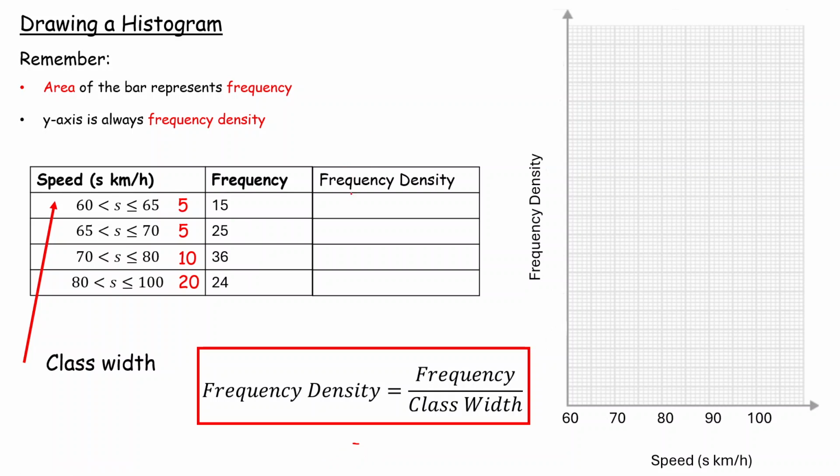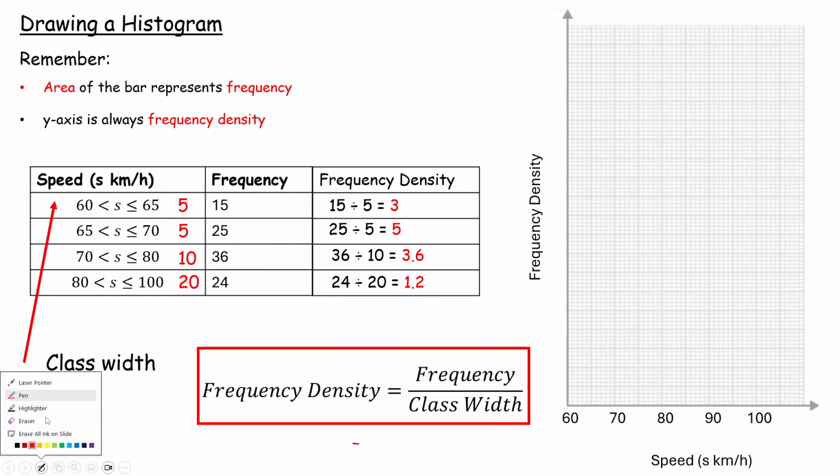So frequency density of the first one is going to be the frequency, which is 15, divided by the class width, which is 5, which is equal to 3. And then we've got 25 frequency divided by your class width, which is 5, which is going to be 5. And then 36 divided by 10, 3.6, which is no problem. And your last one, 24, your frequency divided by your class width, 20, gives you 1.2. So these are the values of frequency density that we can go and plot onto our y-axis, this axis here.